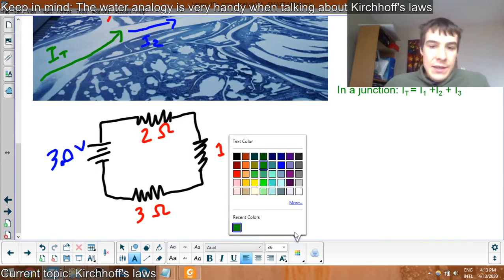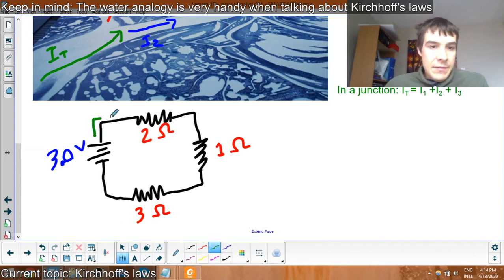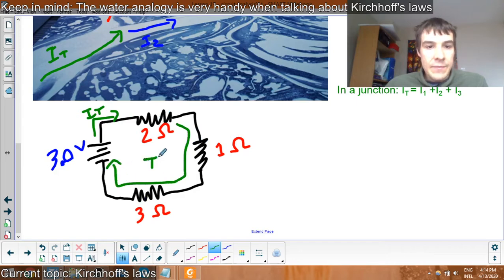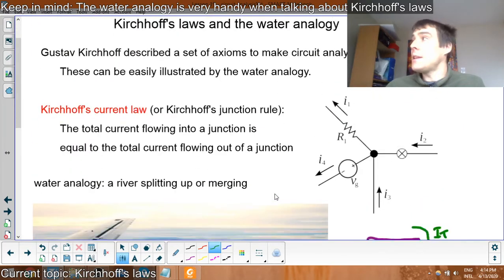Which leads to some interesting things, right? When we have current flowing out of this battery, some amount of current, IT, and if I ask you how much current flows through here or here or here, it's the same current all the way around. There's no split in current. Here there's half an amp, so it's going to be half an amp through this resistor, half an amp through this resistor, and half an amp through this resistor. So that's the first law. It's pretty easy to understand.